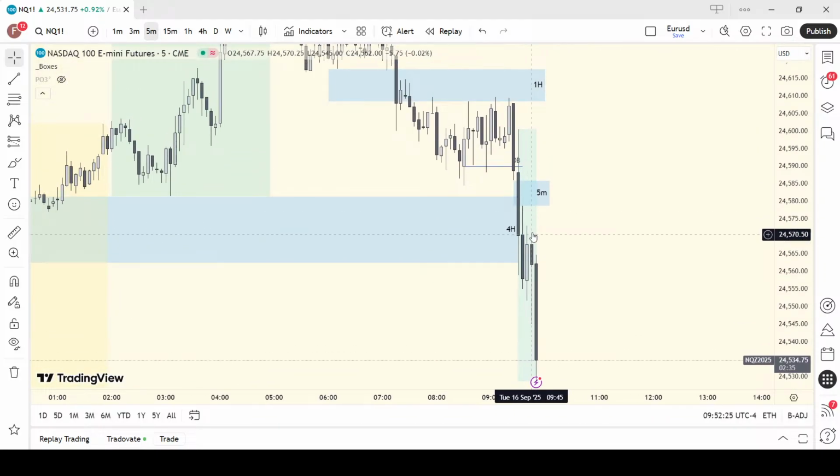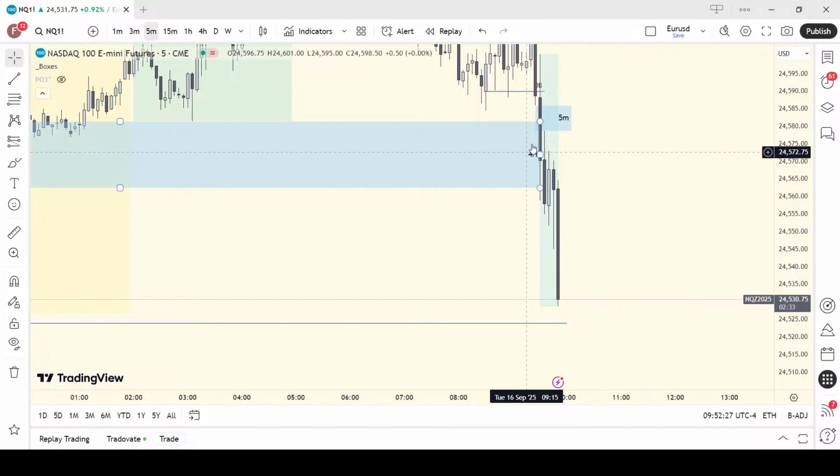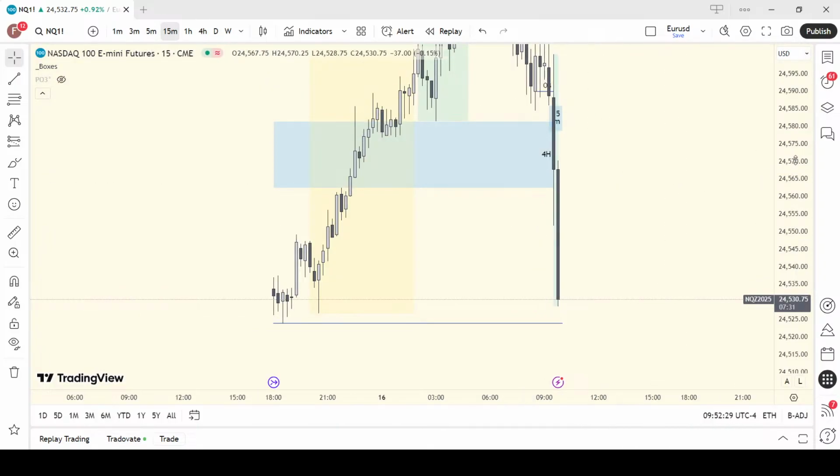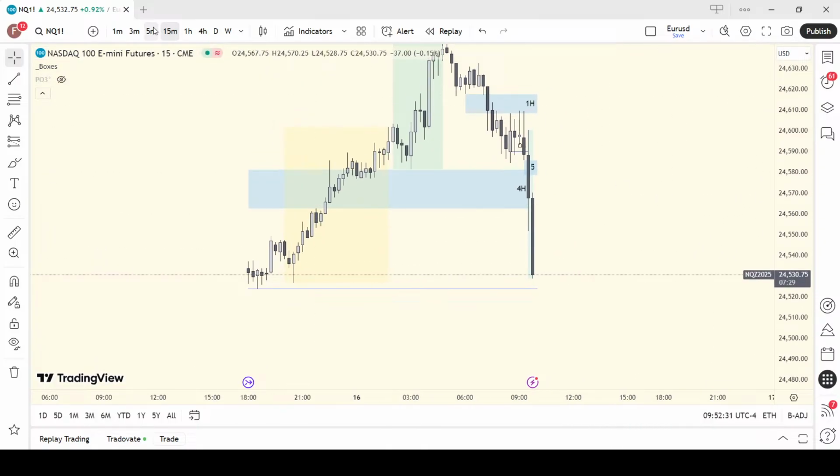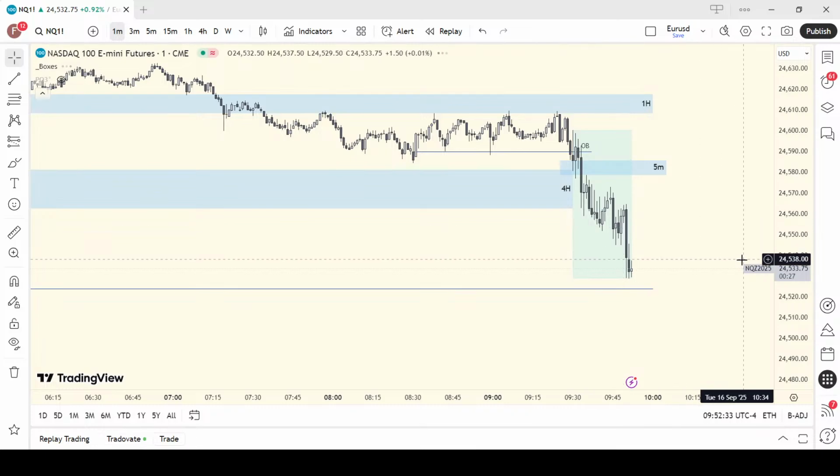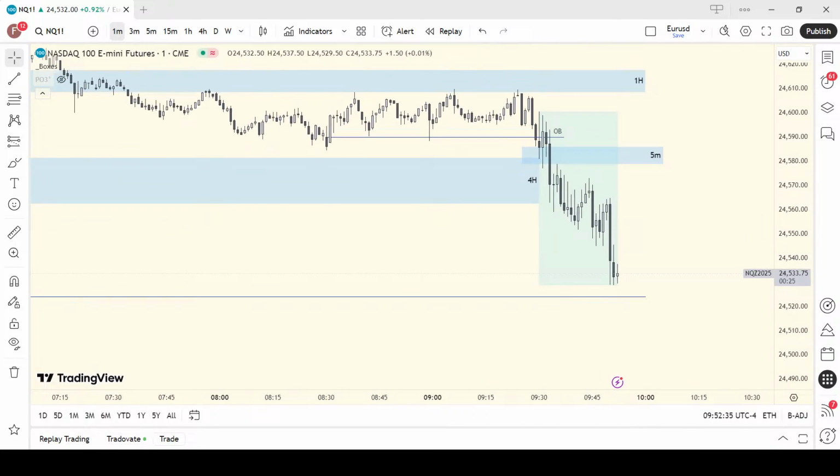So we can see we never retraced to the 5-minute here, which is why we didn't take this trade. On the 15-minute, heavily bearish as well. So let's wait for some more candles to come in here to give us some more data to work with.